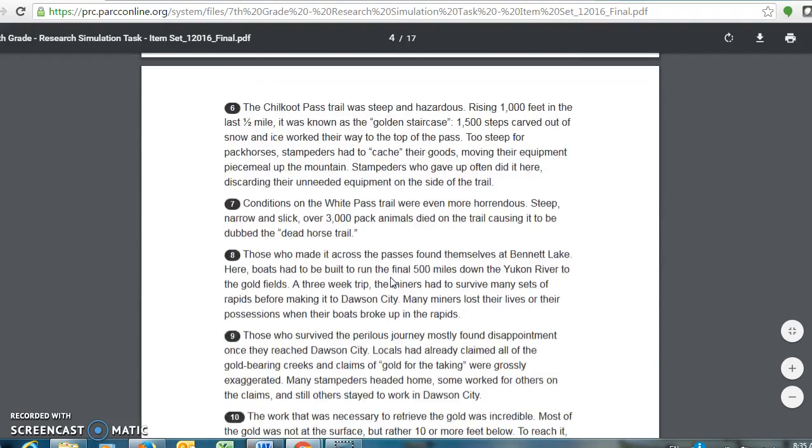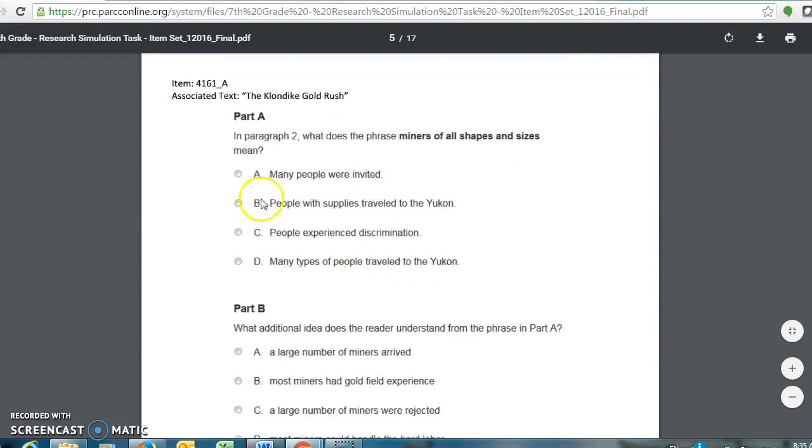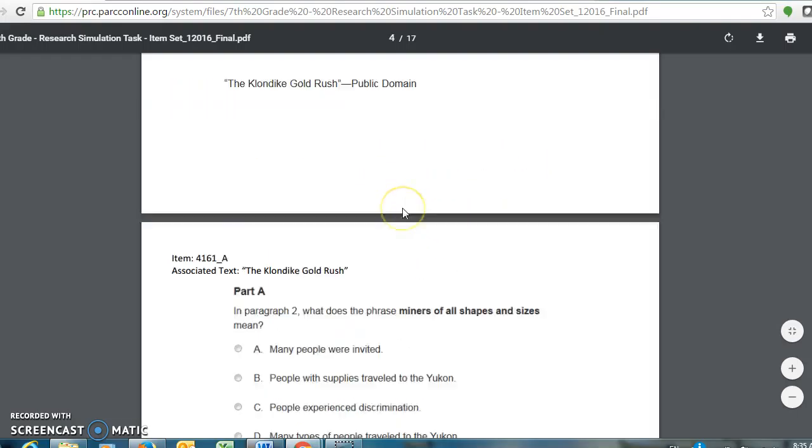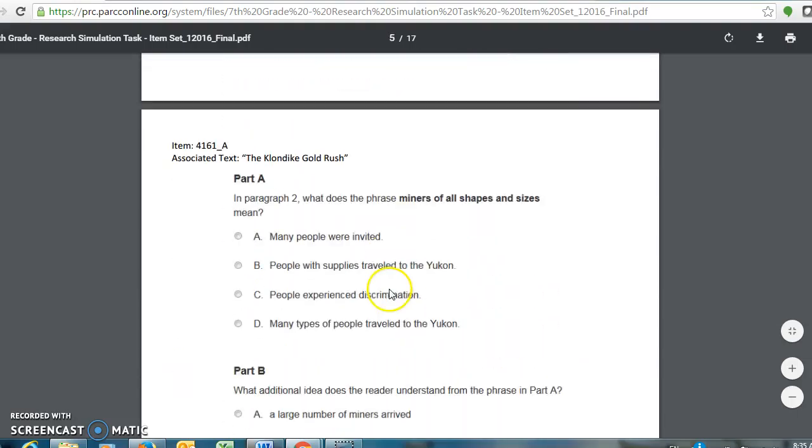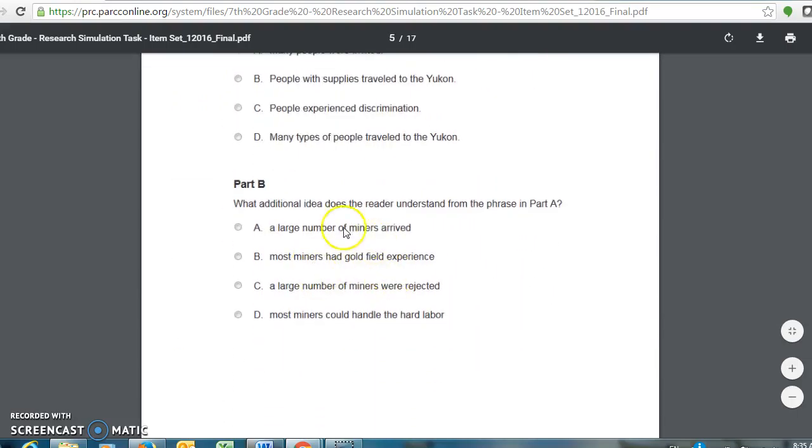So you read through these documents and you answer the questions. You might remember Part A, Part B questions from PARCC last year. The rule for Part A, Part B is that you have to get Part A correct to get any points on these 2 questions. So that means that if you get Part A correct, and it's really just a question, almost like a vocabulary question, it's asking about a phrase. So it gives you the phrase, it gives you the paragraph, you just have to go back to paragraph 2, find that phrase, read around it, find the right answer, choose the right answer, and then in Part B, you choose what additional idea the reader understands from the phrase in Part A.